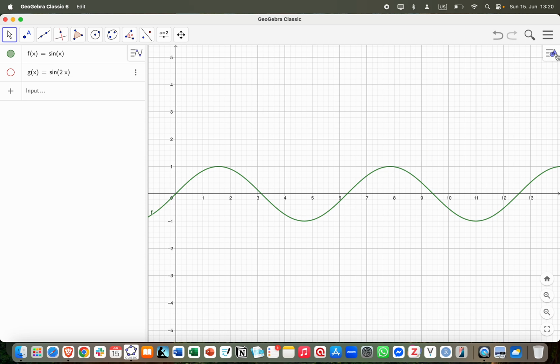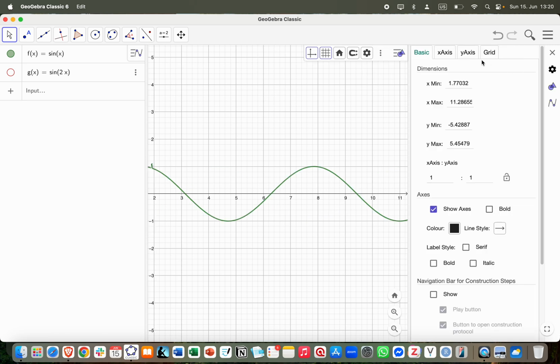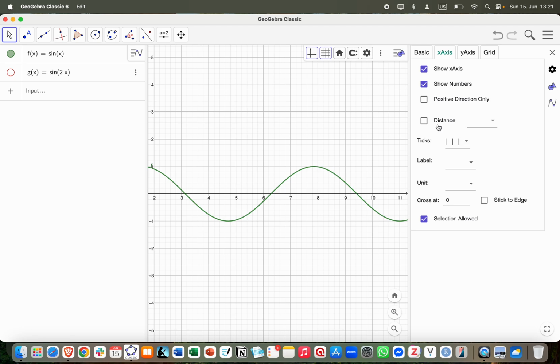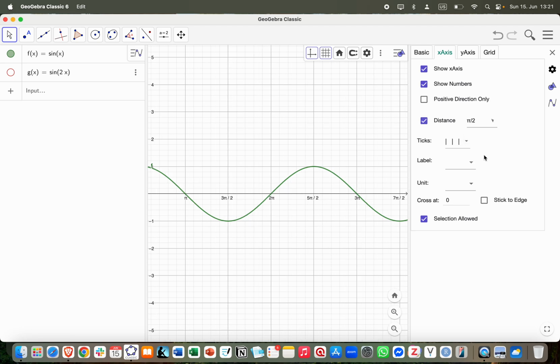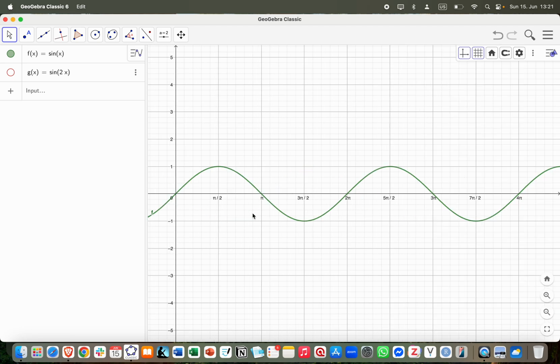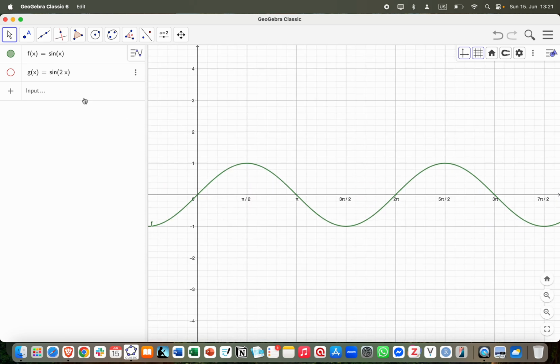So if we change the scale of the x-axis, for example, to pi over 2, you will notice that one cycle for sine x is 2 pi. What about sine 2x? How many cycles from 0 to 2 pi? As you can see, there are 2 cycles.